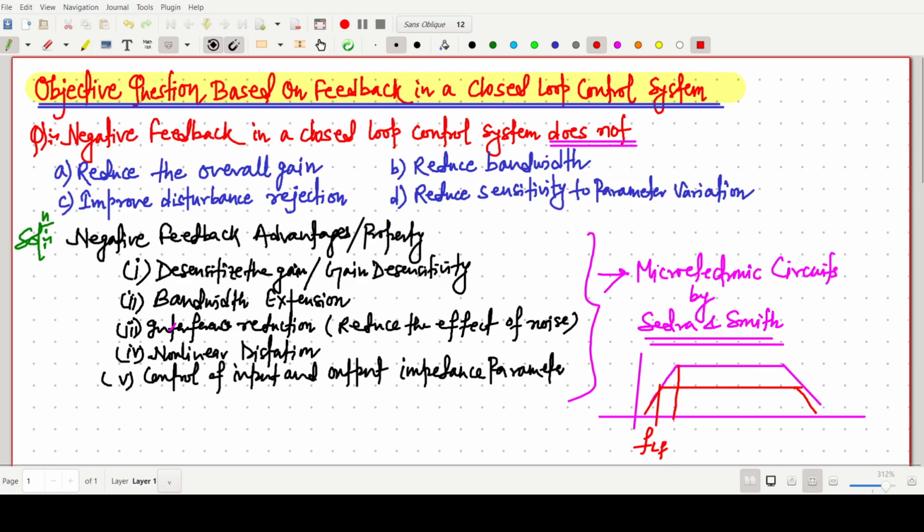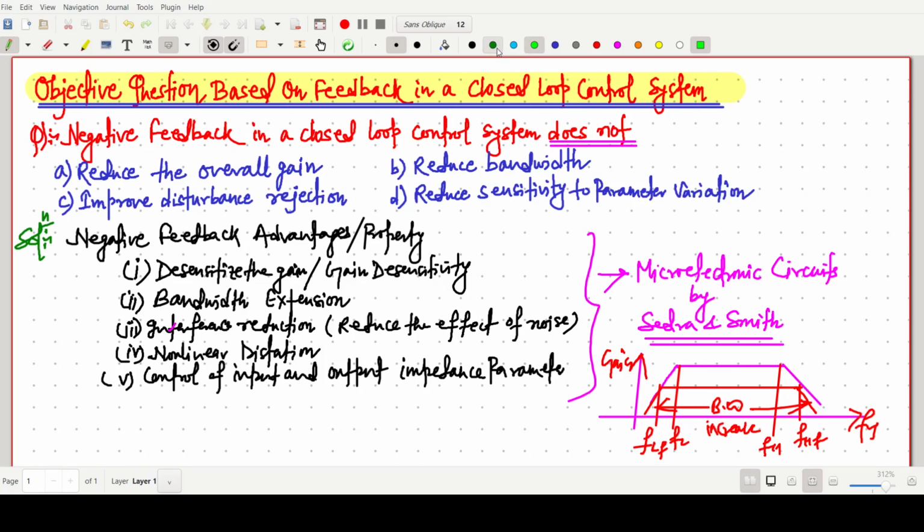This should be our FL, and this should be FH, on a gain versus frequency plot. So in this case, the bandwidth will be increased. So the correct option will be this one. Reduced bandwidth is the wrong property, so the answer will be reduced bandwidth, because negative feedback does not comply with the reduction of bandwidth. It increases the bandwidth. So this one is the correct option.